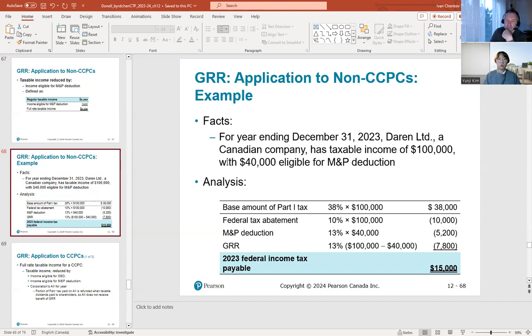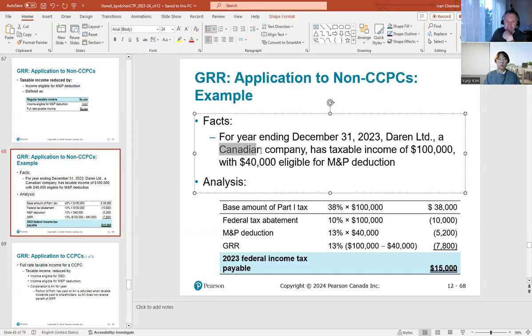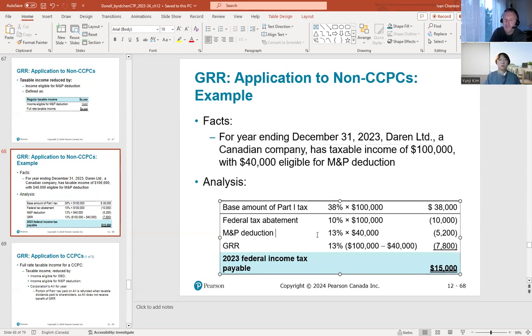All right. So as you can see, this company here is a Canadian company. It's not a Canadian Controlled Private Corporation. That's why the small business deduction doesn't apply. So the small business deduction is only for CCPCs, only Canadian Controlled Private Corporations qualify.